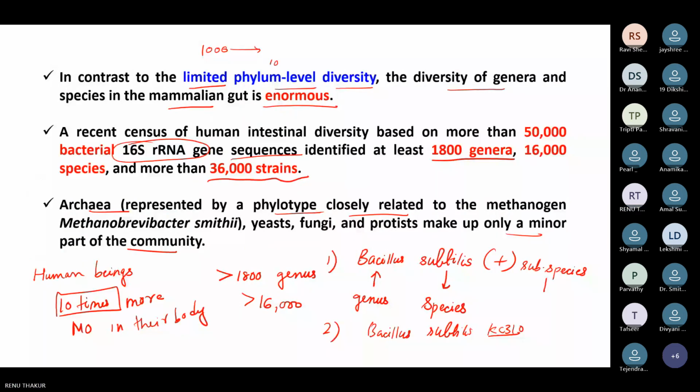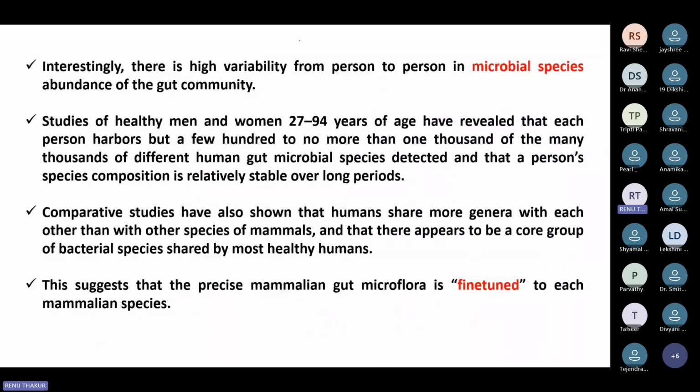Now, there is high variability from person to person in microbial species abundance of the gut community. We read this yesterday also, that person A will have a different microbial diversity from person B. Why is it so? Because of the different food habits they have, and what kind of environment they are producing in their body. It depends on the kind of lifestyle we have. Obviously, the lifestyle of one person varies from another in terms of food habits, geographic location, physical activities, and also whether we are taking any kind of pharmaceutical drug or not.